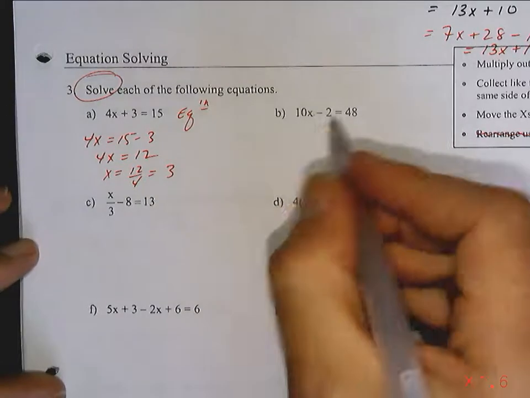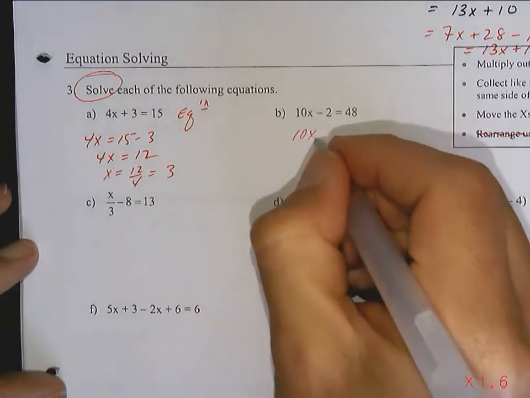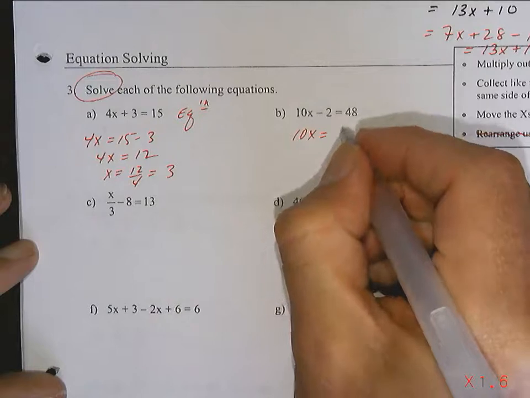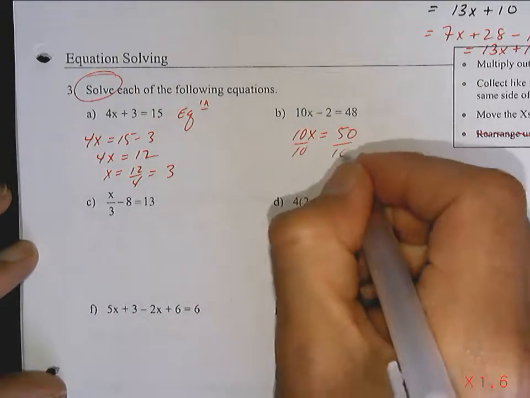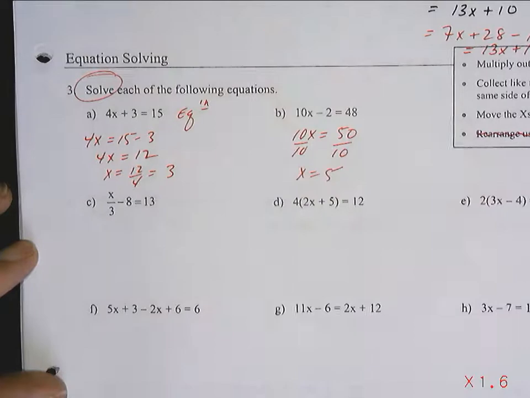The next one. 10x equals, the 2 comes over to the other side, is going to be 50. Divide both sides by 10. x equals 5.